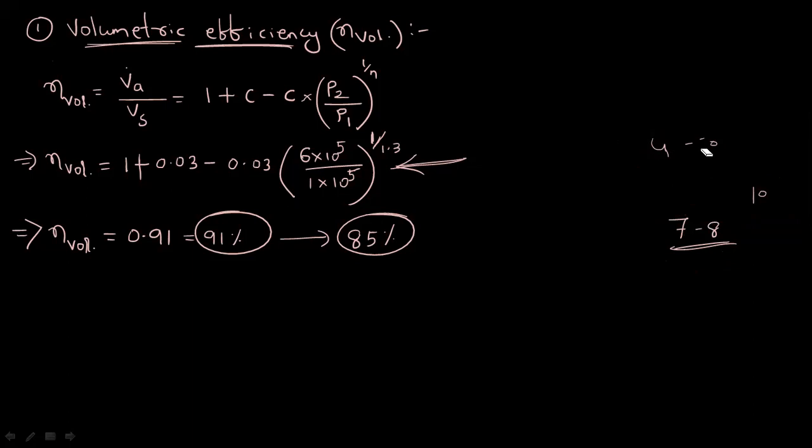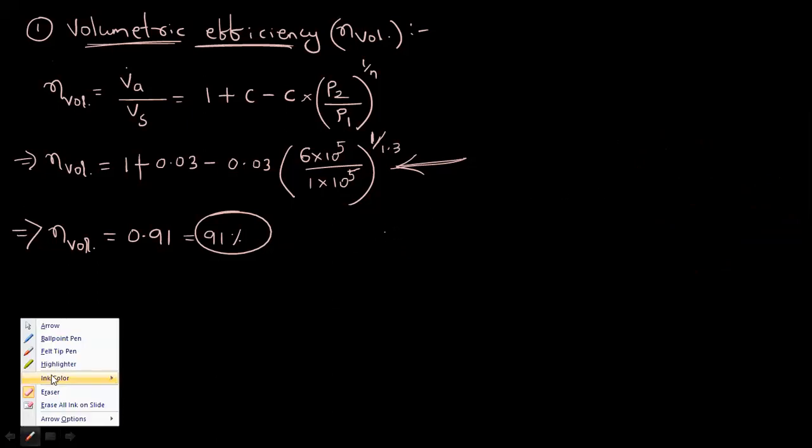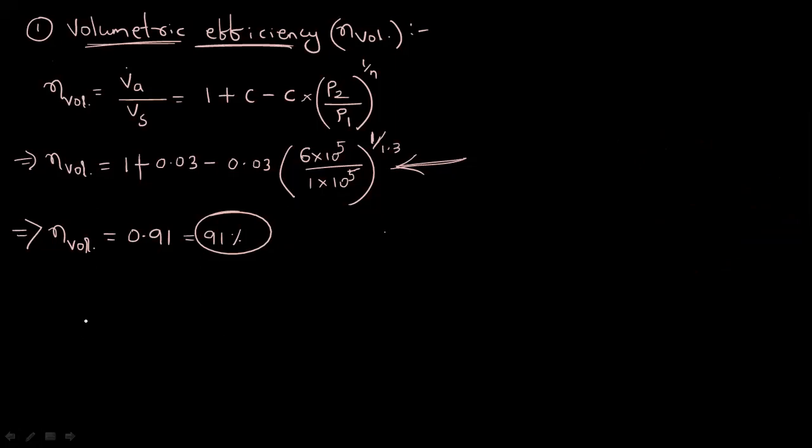So we are getting 0.91%. In books, the answer might be wrong, but we are getting 0.91% as the answer. This is the volumetric efficiency.